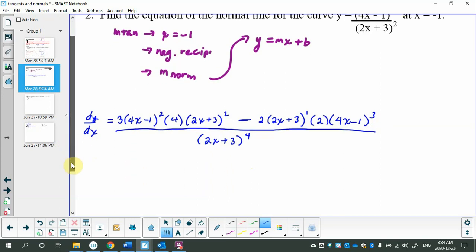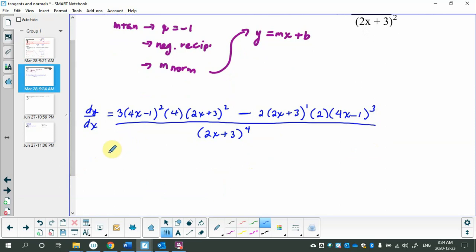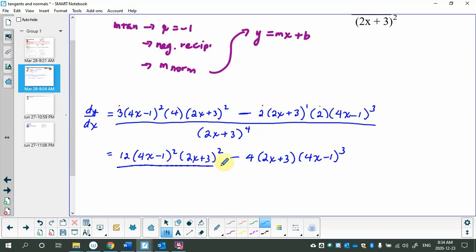So if you're thinking to yourself, oh crap, I have to do all the factoring. Well, you can, but you don't have to. My recommendation is that you clean it up, meaning I've got monomials before my minus sign and I've got monomials after my minus sign. You at least clean that stuff up so that when you put in x equals negative 1, you have put it into a simpler version. So 12, 3 times 4, a bracket of (4x minus 1) squared, a bracket of (2x plus 3) squared, minus 2 times 2 is 4, a bracket of (2x plus 3) to the 1, a bracket of (4x minus 1) to the 3, and all of this is over (2x plus 3) all to the exponent 4.